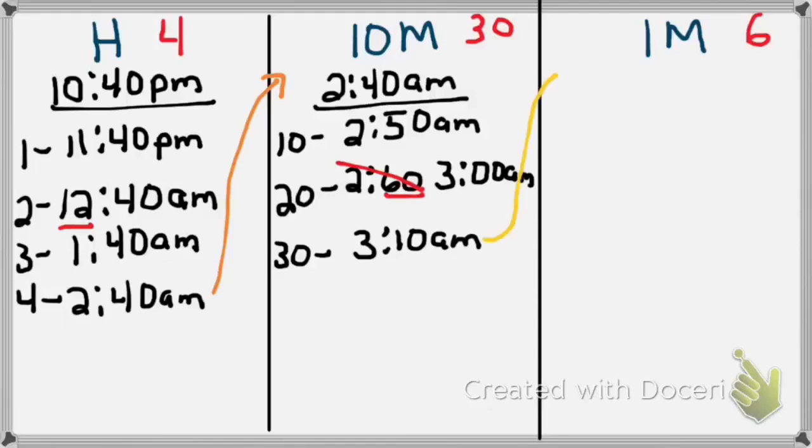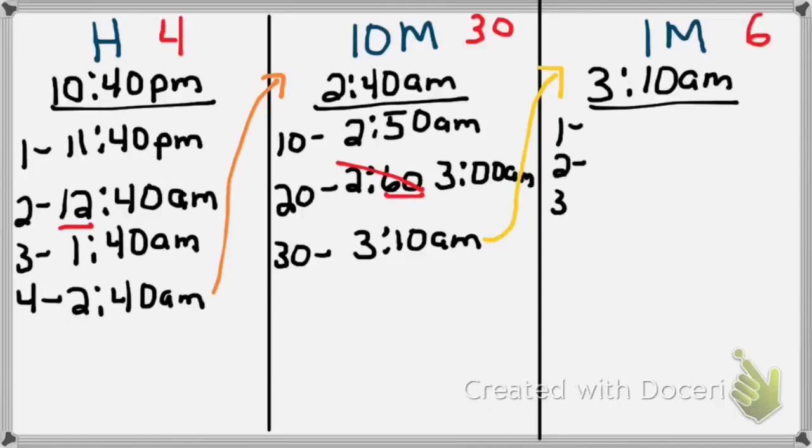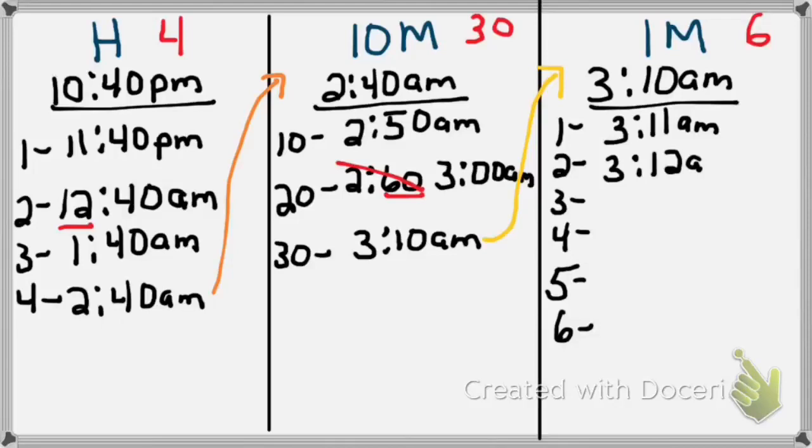Take that time, transfer it up to my next column, 3:10 a.m., and I'll underline it. I know that there are 6 minutes that I have in this column, so I'll number them 1, 2, 3, 4, 5, and 6. Okay, this is the 1-minute column. So 1 minute after 3:10 a.m. would be 3:11 a.m. 1 minute after 3:11 a.m. would be 3:12 a.m. 1 minute after that would be 3:13 a.m.